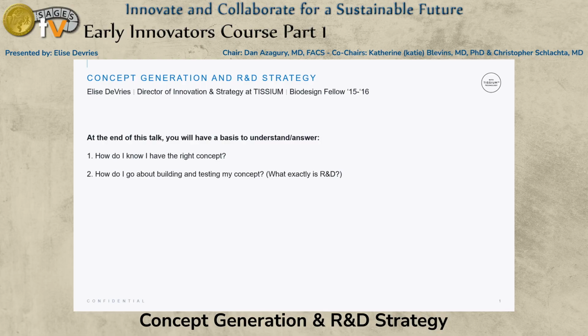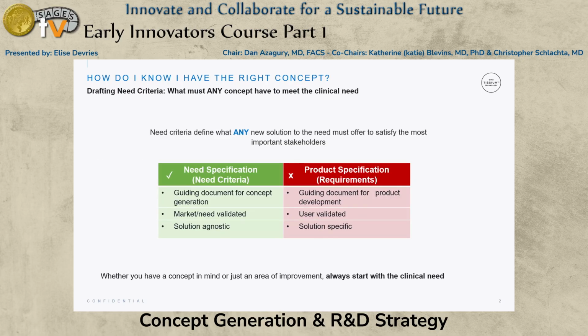So concept generation and R&D strategy is actually very, very broad, as are most of the topics we're talking about today. So I tried to narrow it down to just two key questions that I think would be helpful for you, the physician innovator, the early stage concept development to know by the end of the talk. So two things I hope I can help you understand or answer are, how do I know I have the right concept? And how do I go about building and testing my concept? And also, in a nutshell, what is R&D, right? What does that include, in case you don't know?